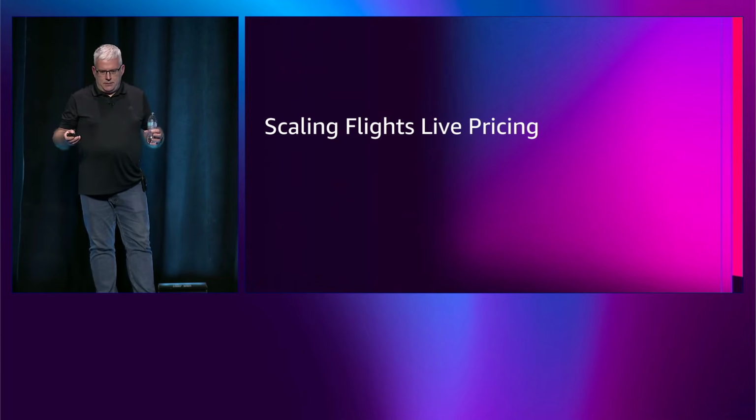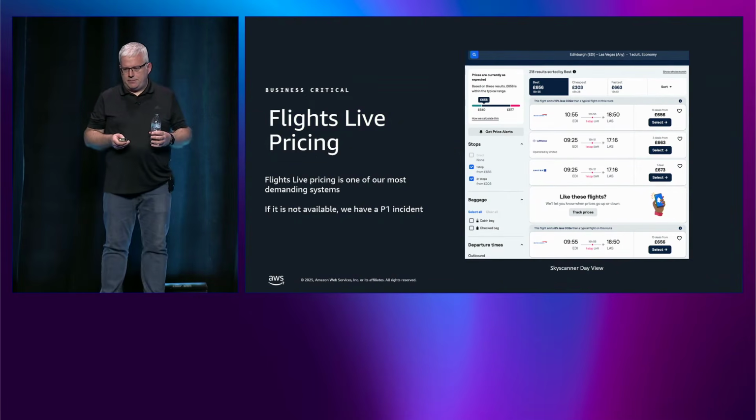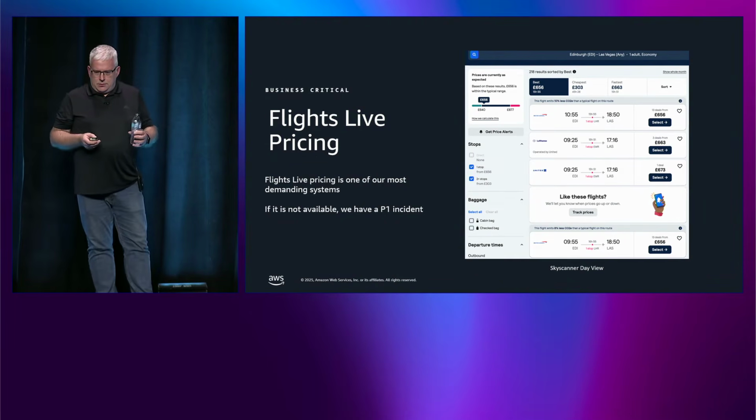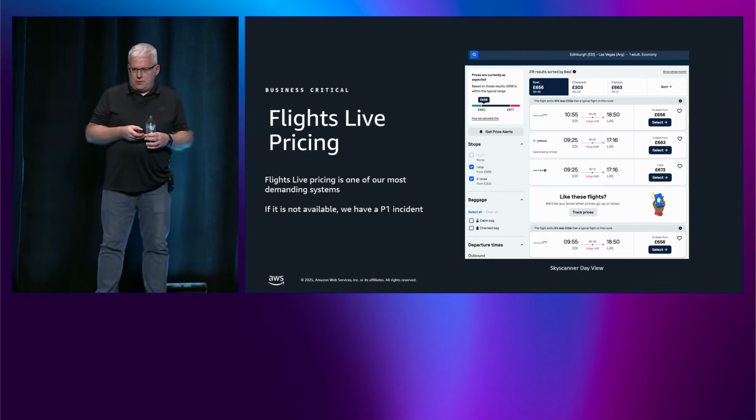So now I'll talk about flights live pricing, because that's one of the largest workloads that we run on the cells environment. It handles about 5,000 searches per second. This is the thing that generates the 100 billion prices per day. And we'll see 70 gigabits per minute data transfer at individual regions. So there's a lot going on.